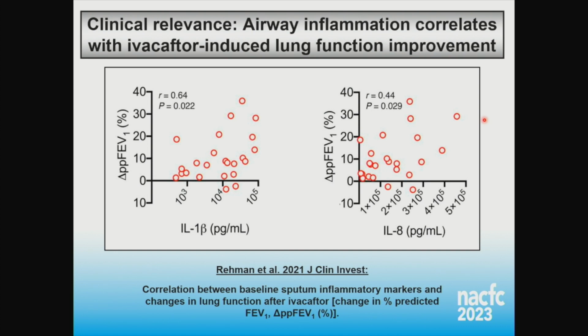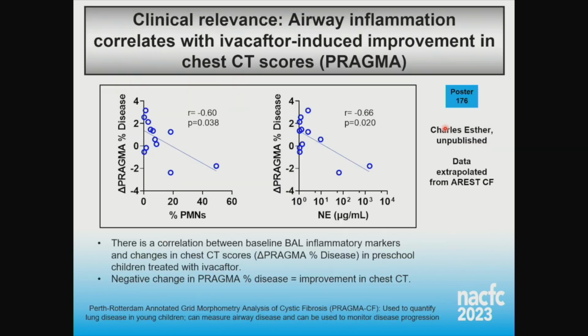For example, Riemann et al. in 2021 published a paper in JCI in which they utilized baseline sputum inflammatory markers. For example, they used interleukin-1 beta and interleukin-8, and they were correlating the change in lung function after ivacaftor. So here basically is the change in percent predicted FEV1. And bottom line is, the more inflammation there was, the more they could see an improvement in lung function.